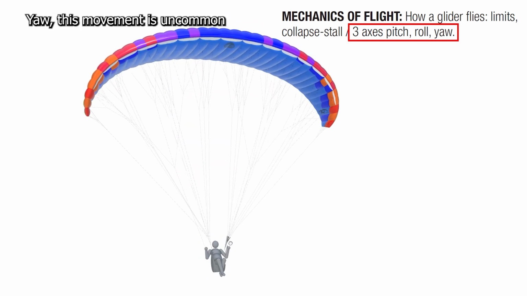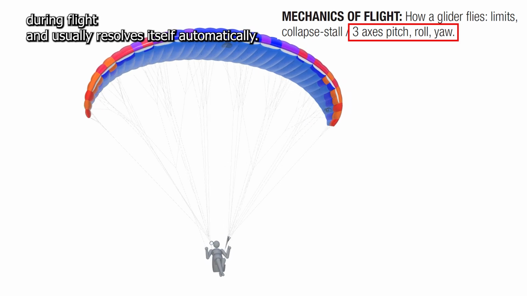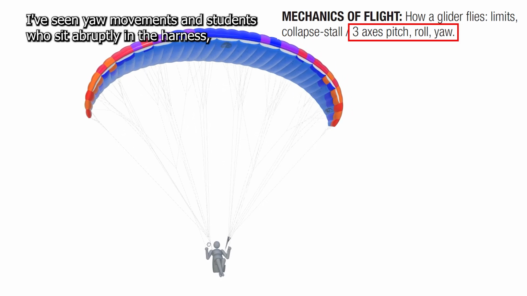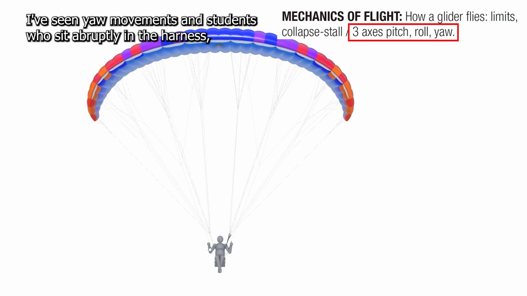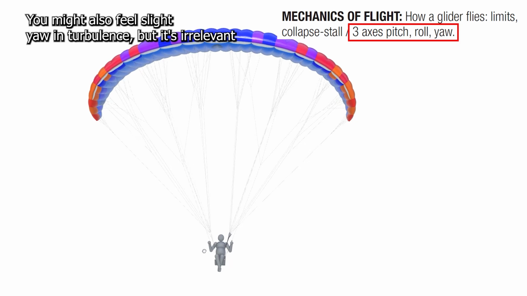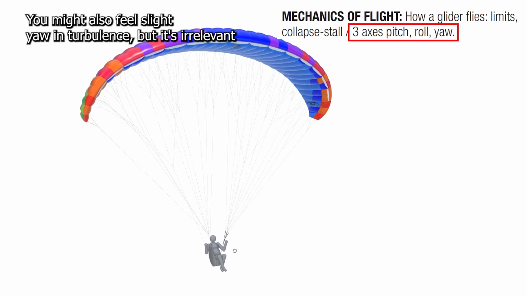Yaw, this movement, is uncommon during flight and usually resolves itself automatically. I've seen yaw movements in students who sit abruptly in the harness, causing the paraglider to yaw for a few seconds. You might also feel slight yaw in turbulence, but it's irrelevant.